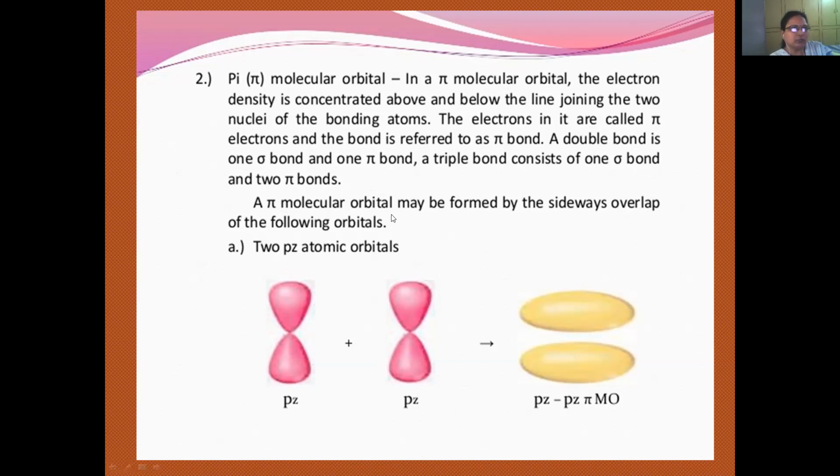A pi molecular orbital may be formed by the sideways overlap of the following orbitals. A sigma bond is formed by head-on overlap, whereas the pi molecular orbital is formed by lateral overlapping. You can see here these two overlap. If it is px, py, or maybe pz, it is lateral overlapping. That is why it is called a pi molecular orbital.